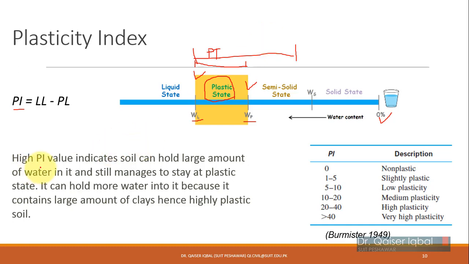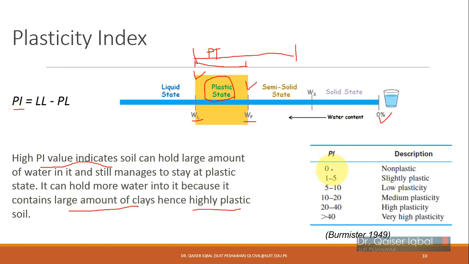So a high PI value indicates that there is a large amount of water in a particular soil, which in return means that there is a large amount of clay content in that soil. So that is termed as highly plastic soil. Burmister in 1959 divided soils into various plasticity groups based on their PI.